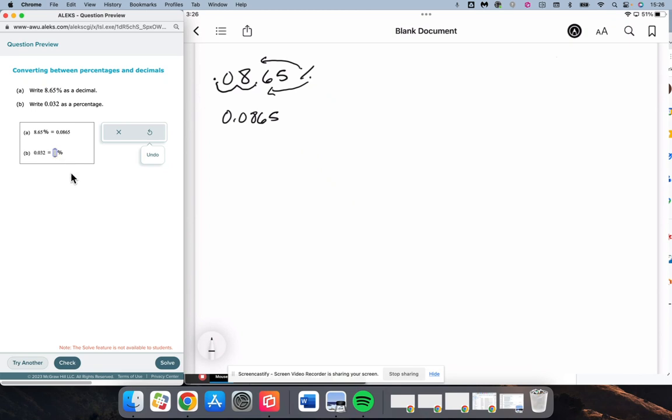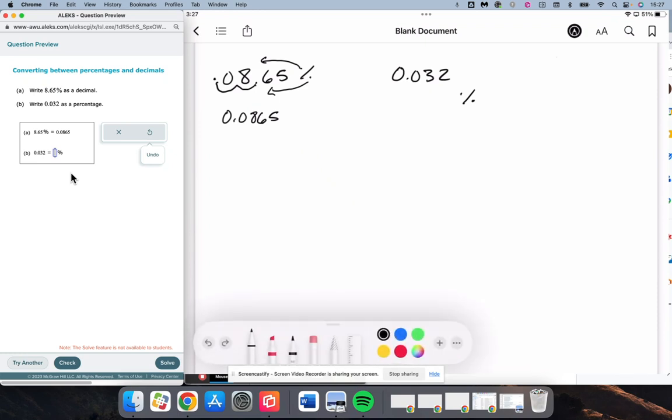And then we've got 0.032. We want to turn that into a percent, so I need to push the decimal two places to the right to give me the two dots for my percent symbol. I need to push the decimal that way. So 1, 2, we get 3.2%.